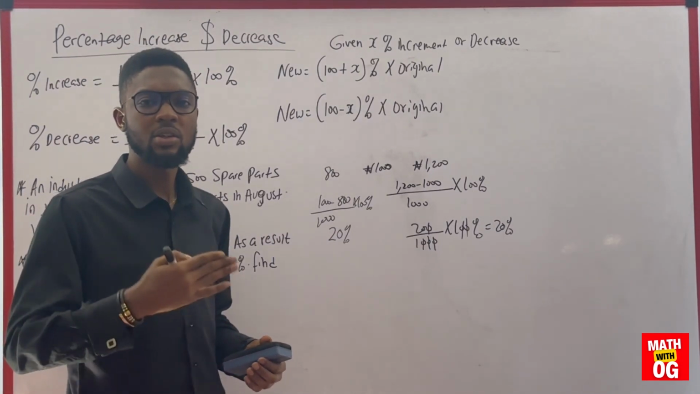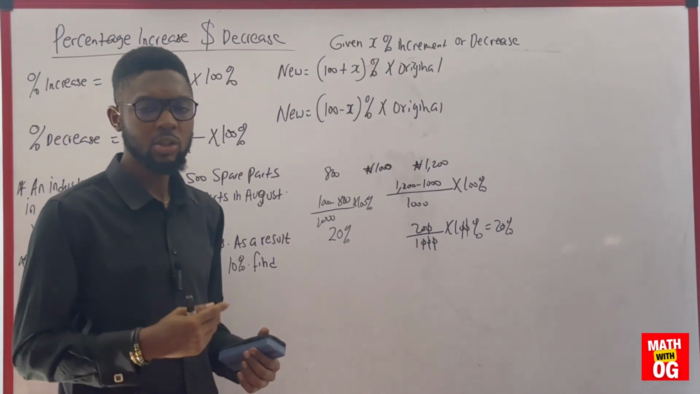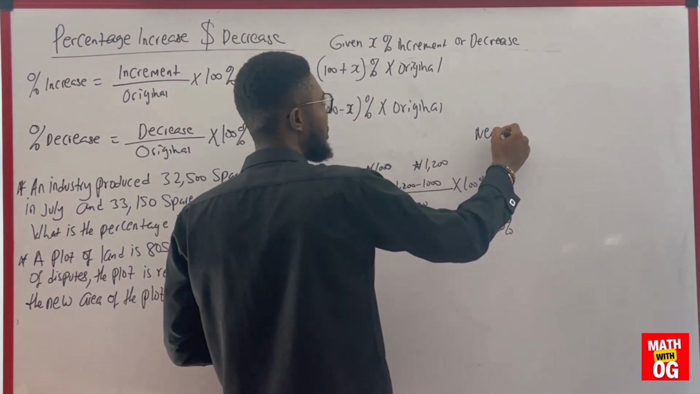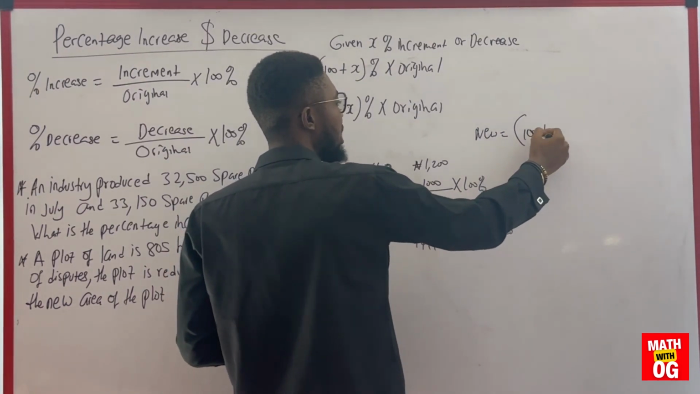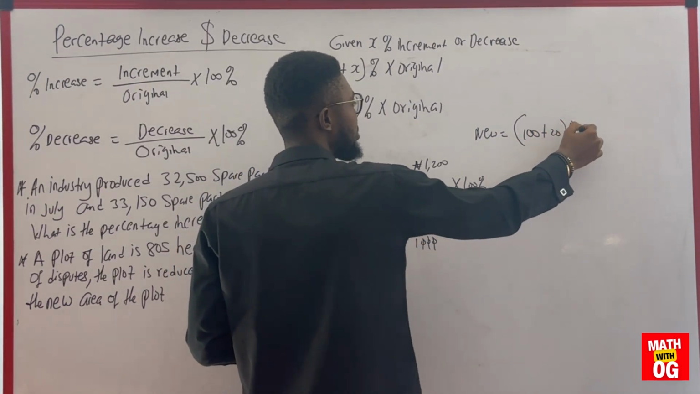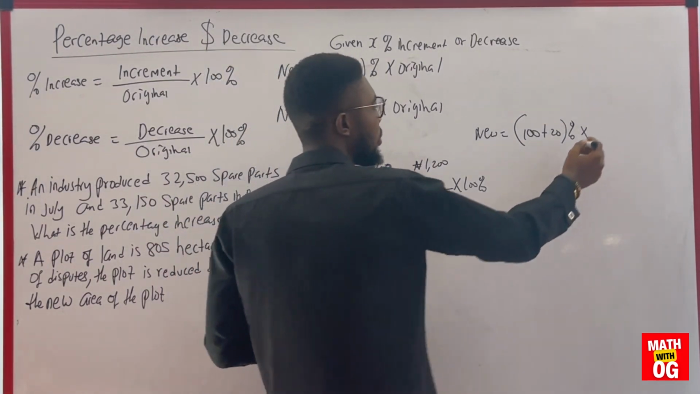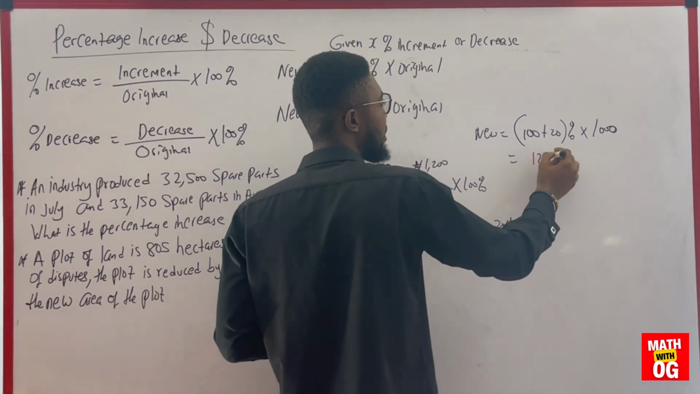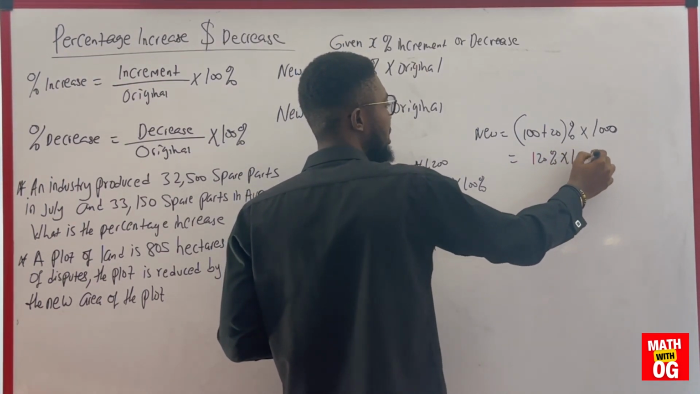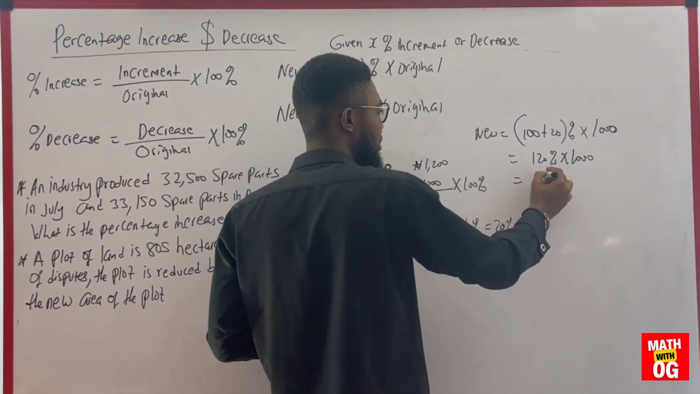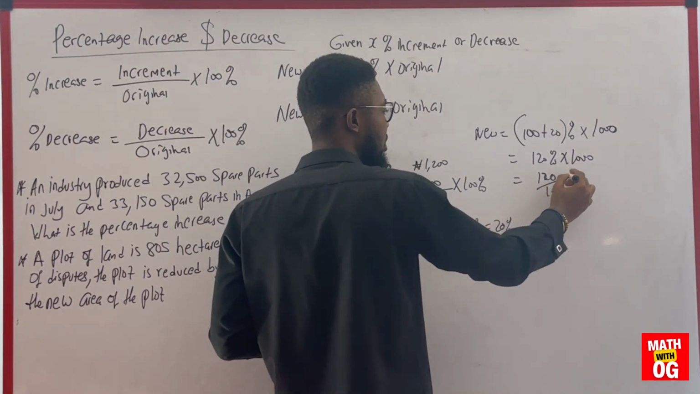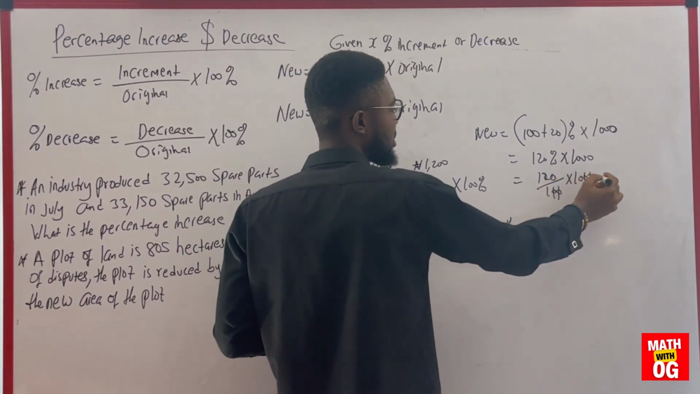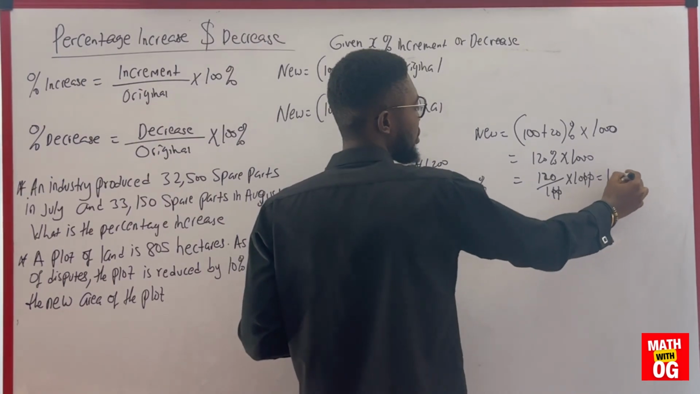So since we are increasing your salary by 20%, your new salary will be equal to 100 plus 20% multiplied by your original salary, which was 1,000 naira. So this will give us 120% multiplying 1,000 naira. 120% is simply 120 over 100 multiplying 1,000 naira. 0 cancel 0, 0 cancel 0. 120 times 10 is simply 1,200.